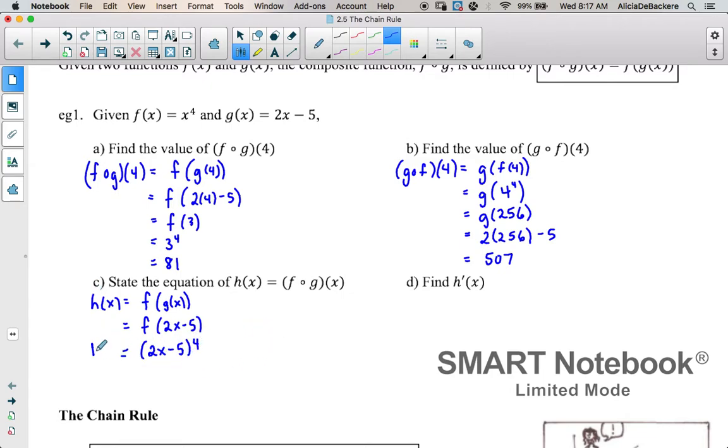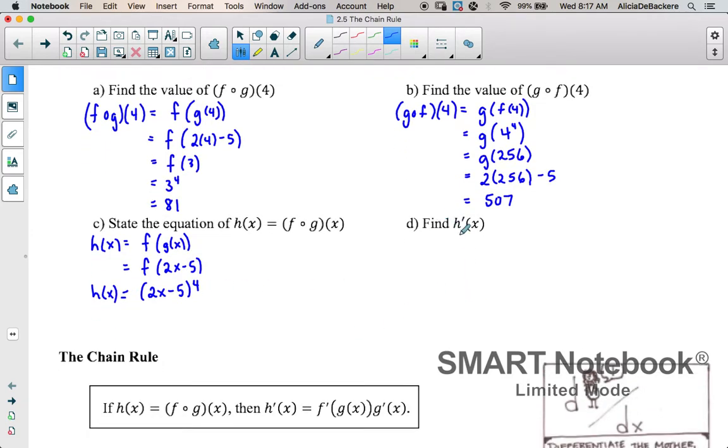And that's my new equation for h at x. I'm going to leave it factored. In part D here, I want to find the derivative of h at x. So this is, remember, our power of a function rule, which is the same. The power of a function rule is a specific example of the chain rule.